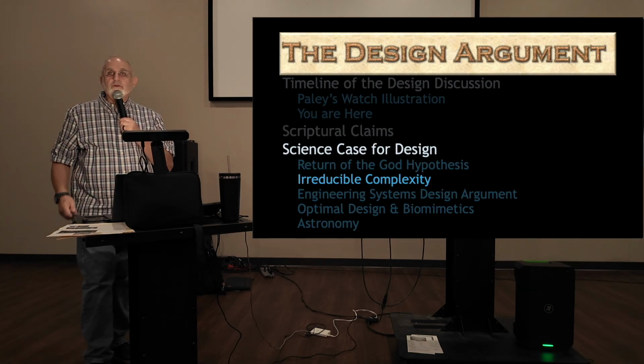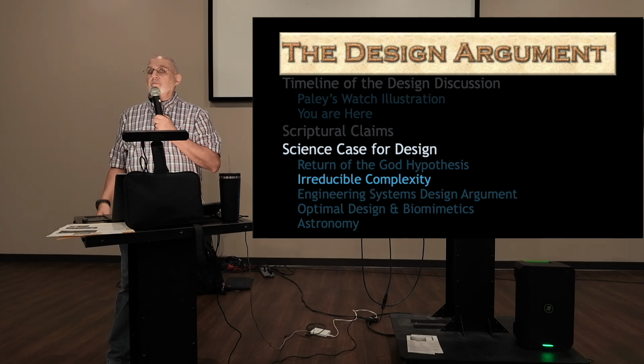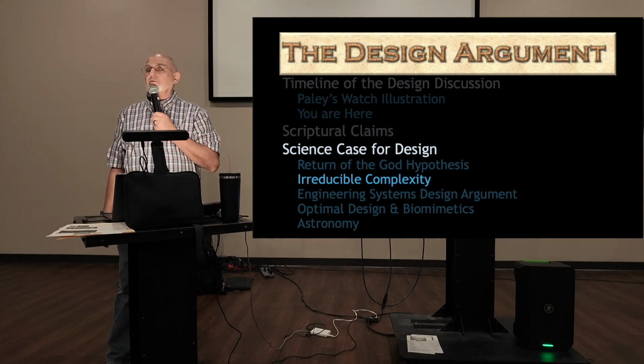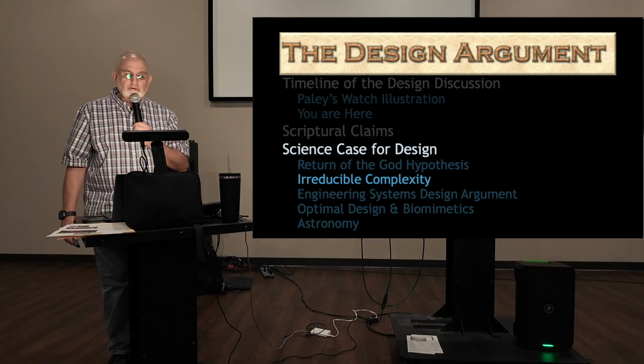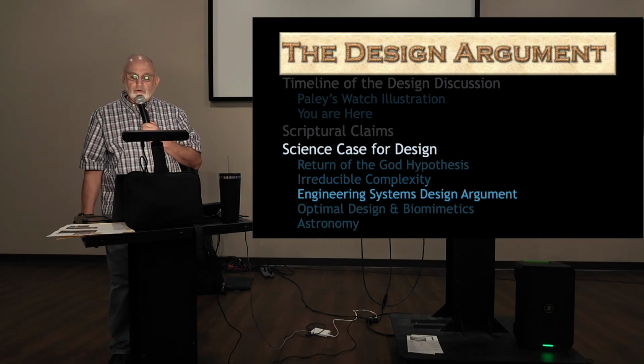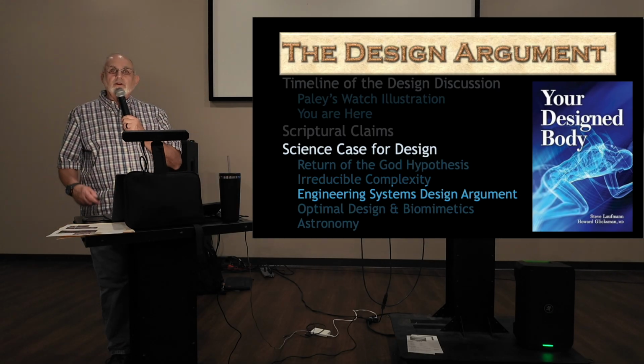So as you can see, it's much more complex than the simple machines, even the watch that we were looking at. Again, because it self-assembles, it's programmed from DNA. This is a series of multiple proteins, which are little cellular machines that are made to do specific functions. So let's move on from irreducible complexity and go to the engineering systems design argument. This is kind of a new thing.